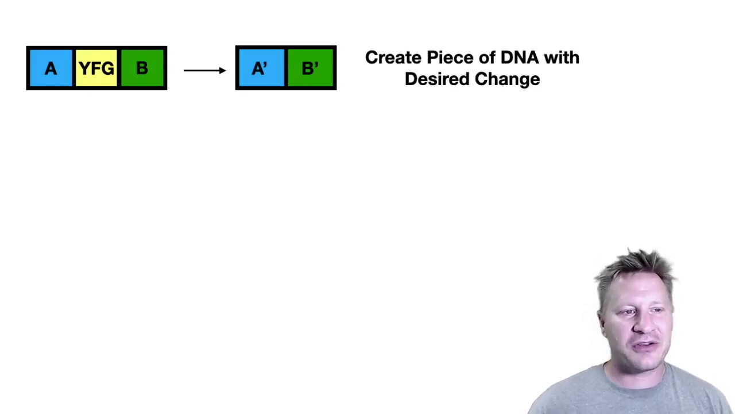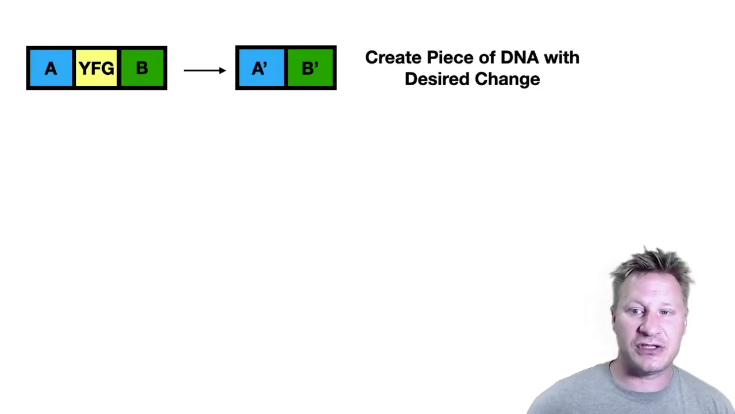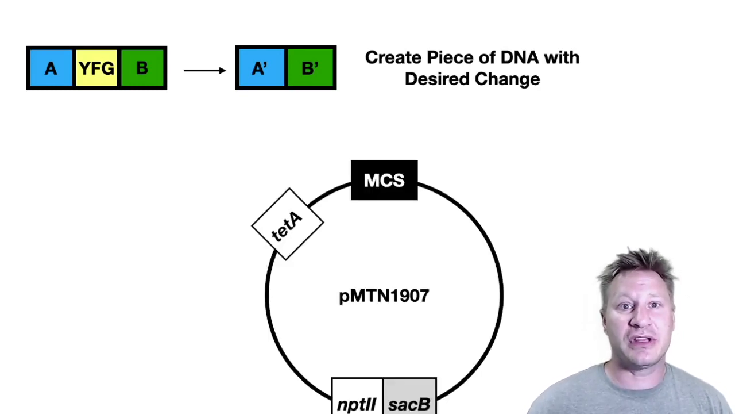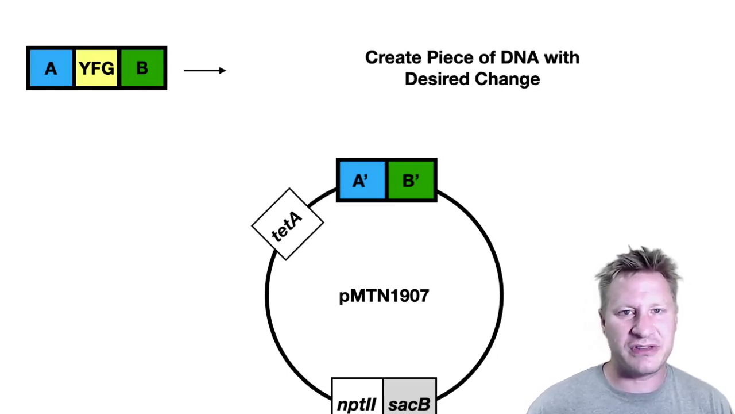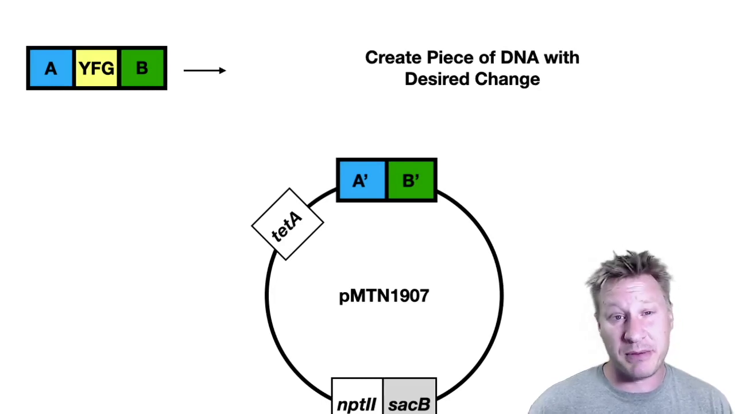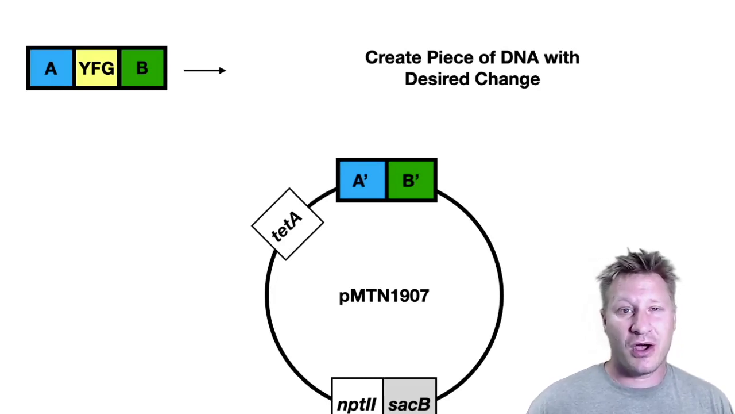All right, so we've got our synthetic piece of DNA made with the desired change of interest, in this case a clean deletion. What we're going to do is clone this into the multiple cloning site of 1907. You'll just note I've changed the notation here on the A and B regions. I've called them A prime and B prime to denote which region's coming from the plasmid and which region's actually in the chromosome. So just take note of that.